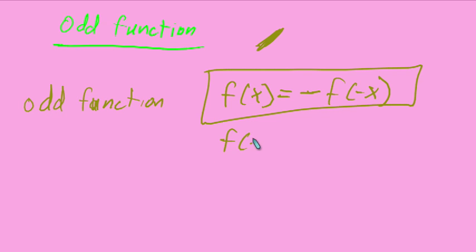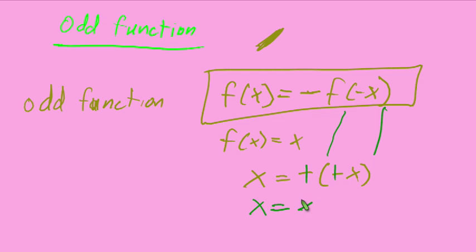Let's do the example f of x equals x. So x, and then negative x. Remember, I'm still using the parentheses as a placeholder. The x is a placeholder, so we put negative x into where our x was, and we multiply it by negative. Notice a negative multiplied by a negative gives a positive x out. So x equals x. This is an odd function.